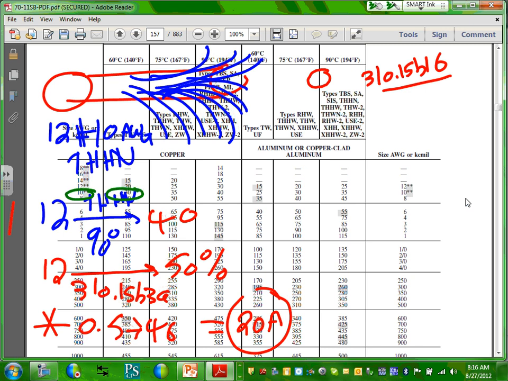30 amps. Under normal condition, number 10 can carry 30 amps. Number 10 under normal condition, which is the 60-degree column, can carry what? 30 amps. Now, Jeff, have I exceeded what number 10 under normal condition can carry? Have I exceeded that? No, then we're good.